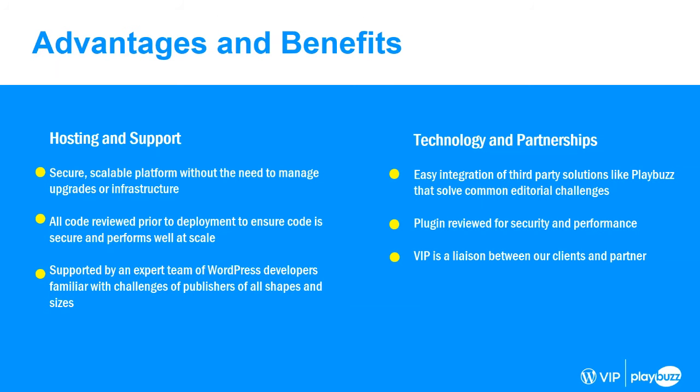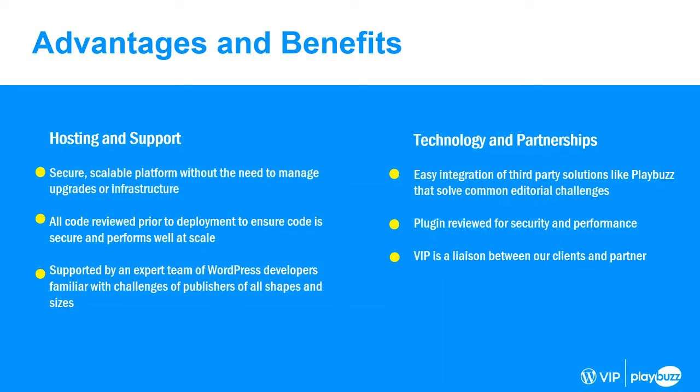Next, just a few of the advantages and benefits of the WordPress.com VIP platform. On the hosting and support side, we have a secure, scalable platform, so you don't have to manage any upgrades. There's no infrastructure. You come to us with your theme and your plugins for WordPress. We host it. We take care of updates to WordPress core. We make sure it's secure. We also do code review prior to deploying the code. We want to ensure that everything is secure and performs well. We also have a support team that's the experts that run WordPress.com. They've been doing so for over a decade, so they're very familiar with the challenges of WordPress publishers of all shapes and sizes.